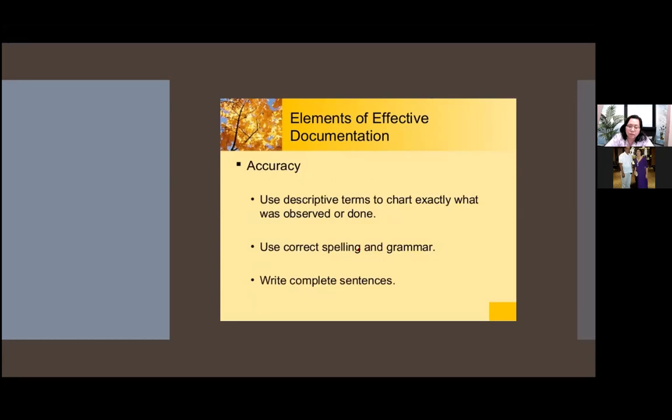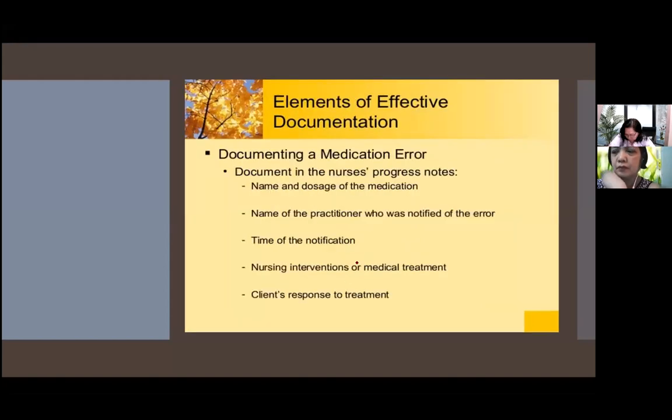Then accuracy. So yung tama. Ayan. Use descriptive terms to chart exactly what was observed or done. So when you see descriptive, you were able to describe. Ayan. Yung ginawa mo sa kanya. Okay? Then use correct spelling and grammar. Sir, may grammar pala. Hindi ako marunong sa English. Ayan. Then write complete sentences. Okay? So bawal ang praise dito.